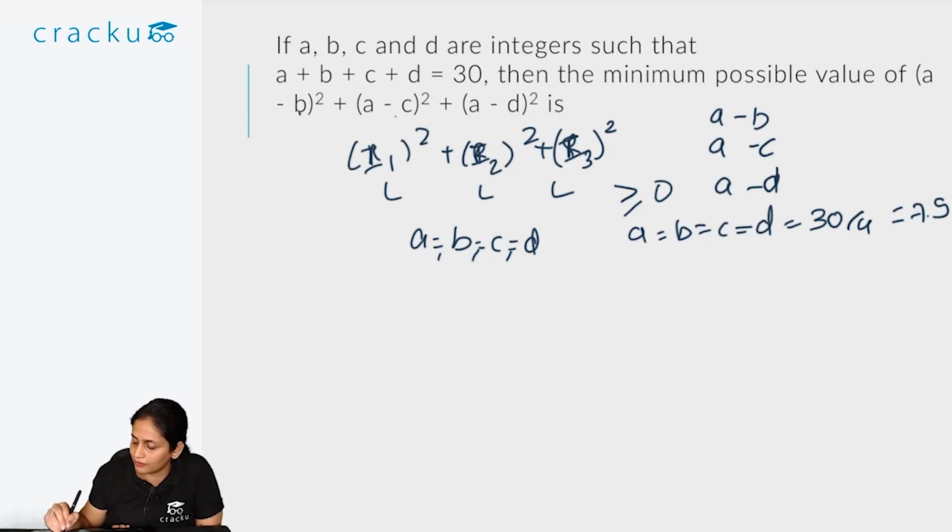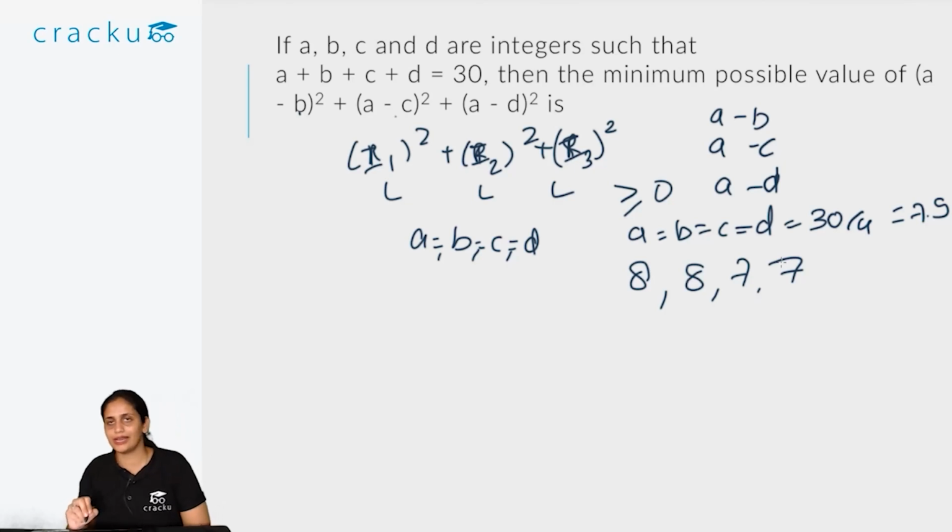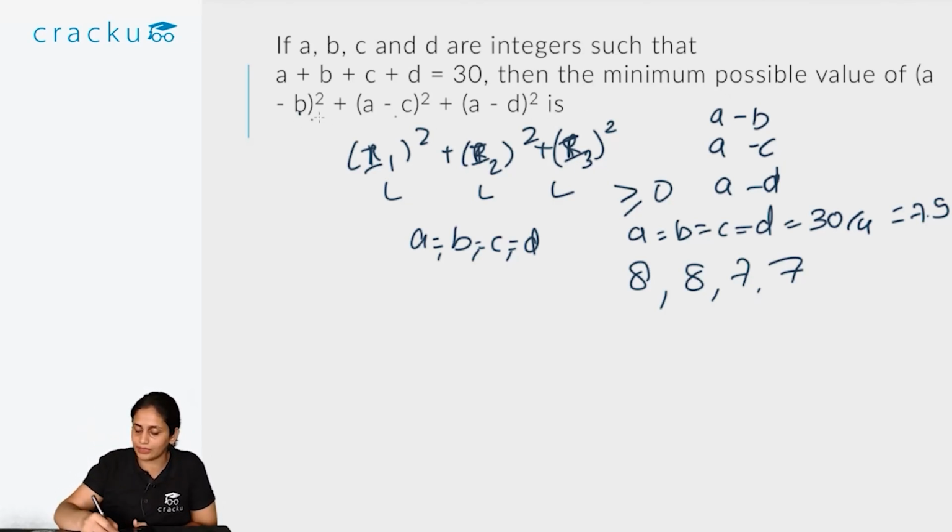So we have to find the value of a, b, c, d such that they are close to 7.5 but they are integers. So one way we can distribute 30 into integers such that the sum is 30 and they are as close to 7.5 as possible is 8, 8, 7 and 7. Now you can distribute these in any way, but the way where you can minimize the value of a minus b, a minus c and a minus d is if a is 8 and one of b, c, d is 8 and the remaining are 7 and 7.